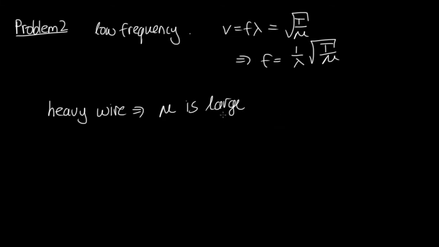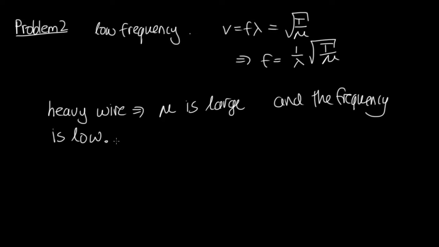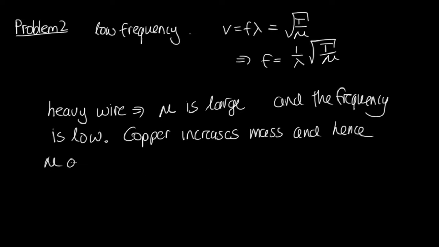So heavy wire means that μ is large and the frequency is low. So the function of the copper is to make the wire heavier, and by making it heavier, it reduces the frequency. So copper increases mass and hence μ, and hence decreases the frequency.